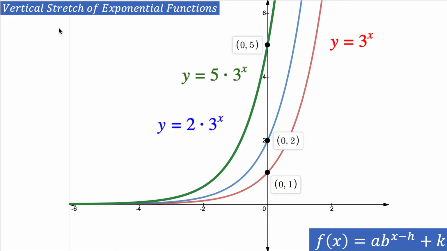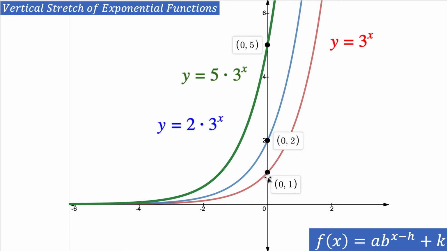So now let's see the vertical stretch of an exponential function. Vertical stretch happens, in the general form, when the absolute value of a is greater than 1. For example, we have the parent function 3 to the x, and in front we have the factor a equal to 2, so it's greater than 1. It means we have a vertical stretch of the parent function. For example, y equal to 5 times 3 to the x has a greater stretch.